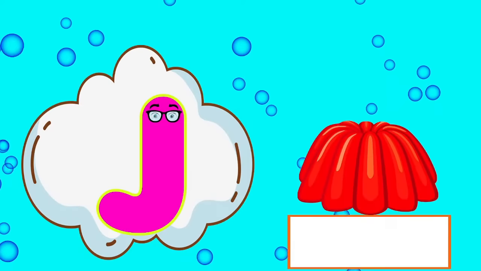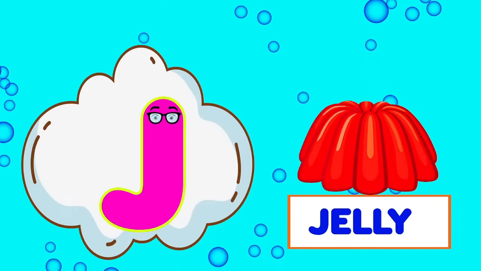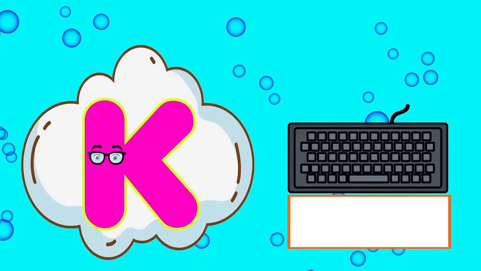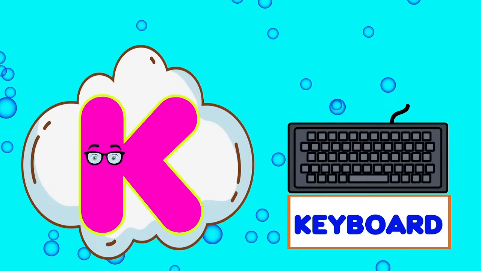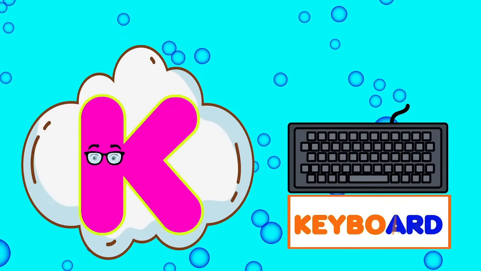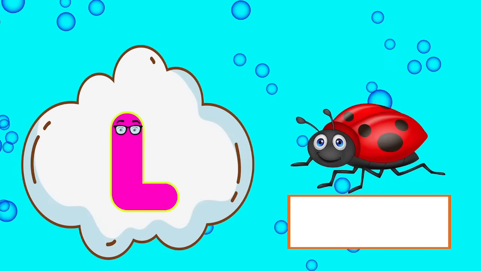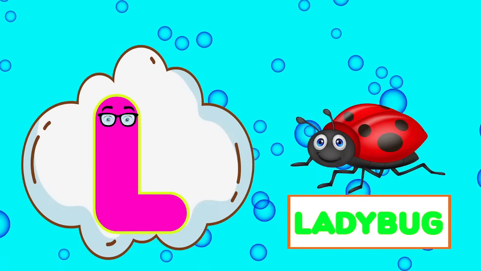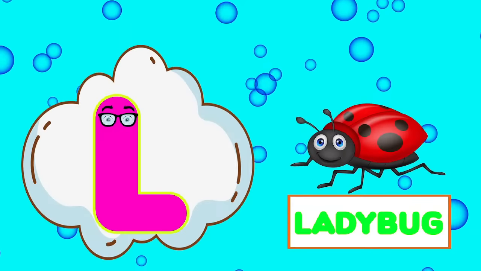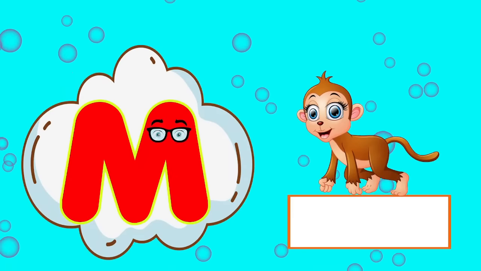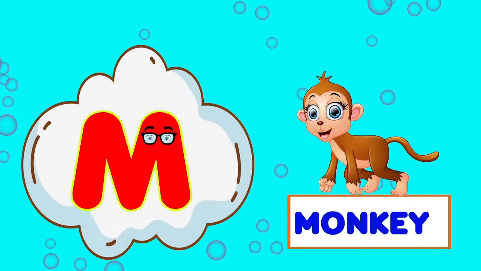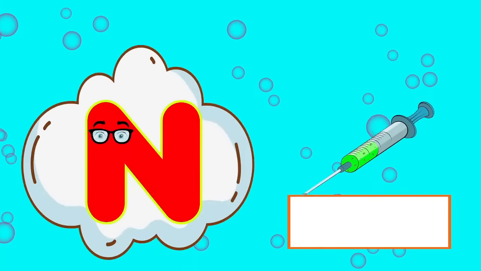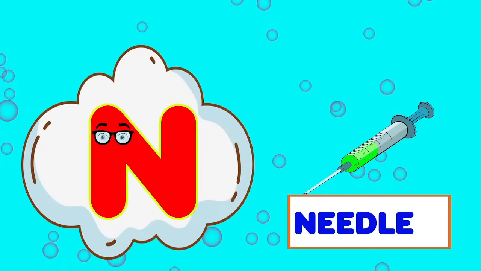J is for jelly. J, J, jelly. K is for keyboard. K, K, keyboard. L is for ladybug. L, L, ladybug. M is for monkey. M, M, monkey. N is for needle. N, N, needle.